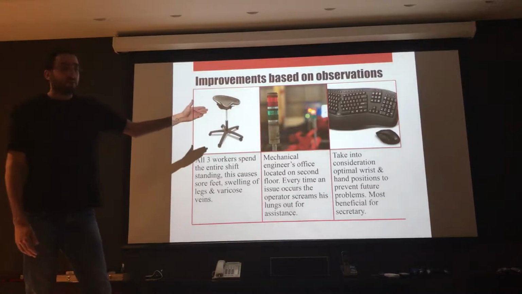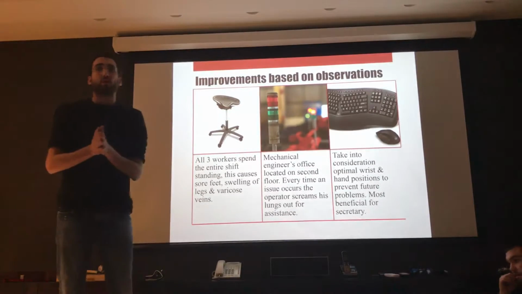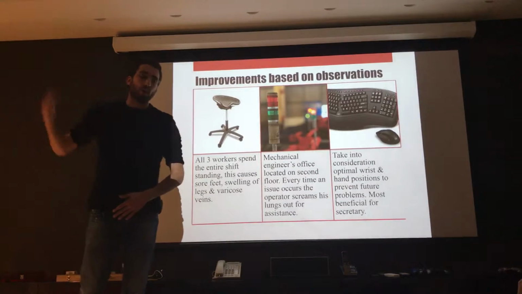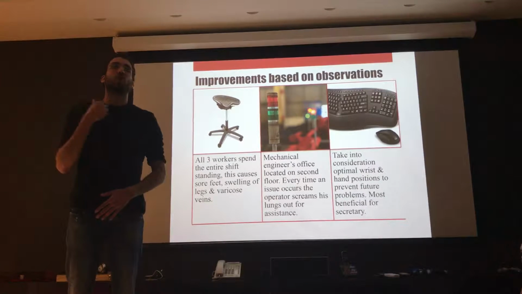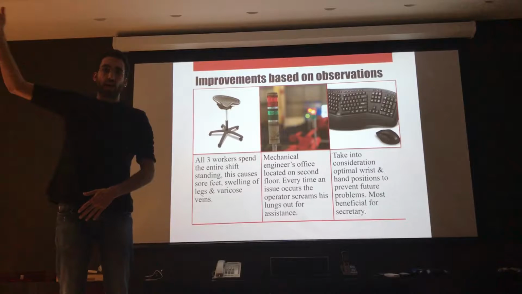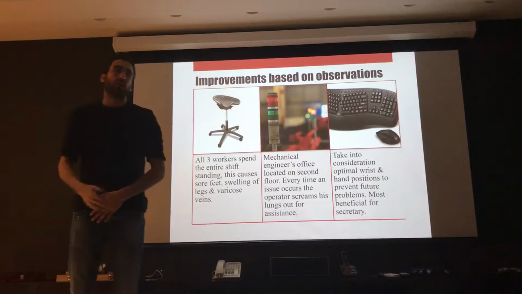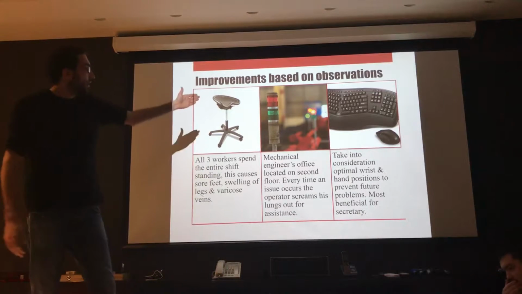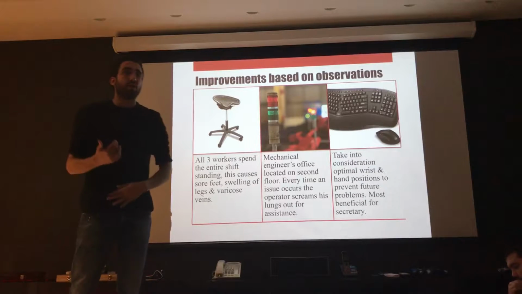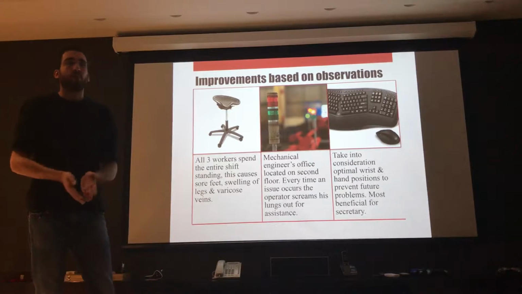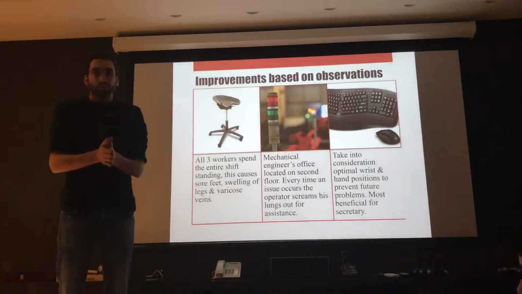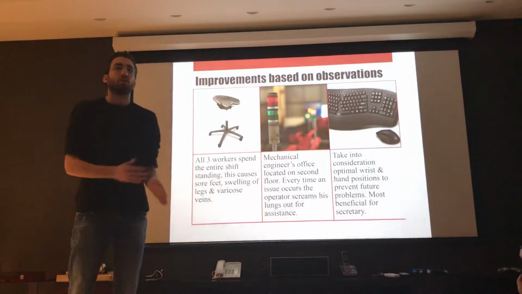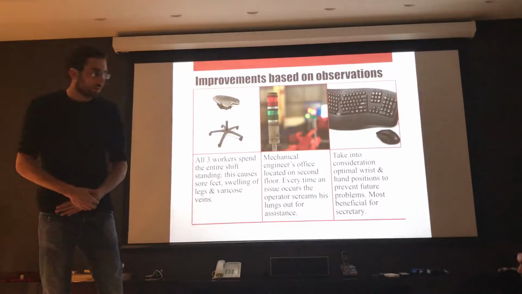For the second, we have to understand that the mechanical engineer's office is located at the second floor. So every time a problem occurs, the operator of the machine has to scream his lungs out for the mechanical engineer to respond and help with the problem. So clearly, visual or auditory signals could help shorten this process and keep the mechanical engineer in contact with the defects and problems that occur at the facility.